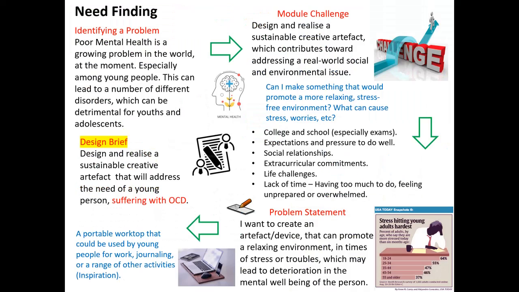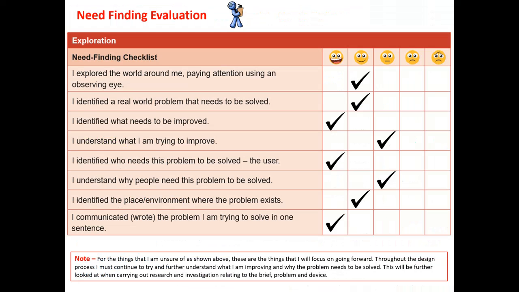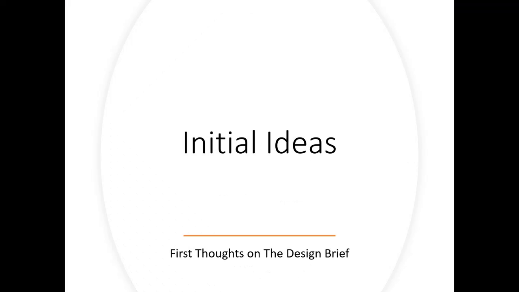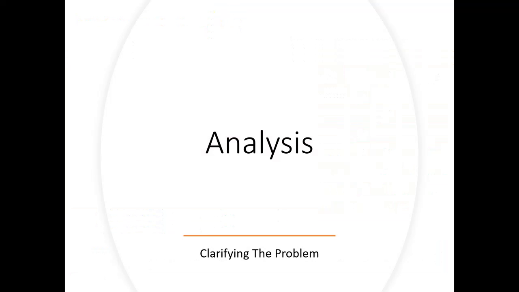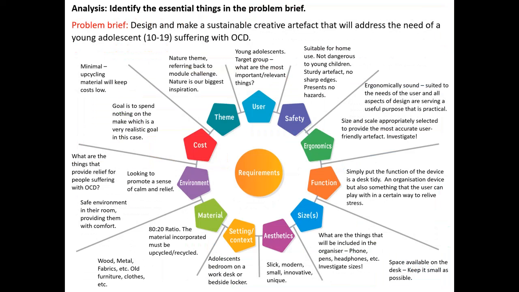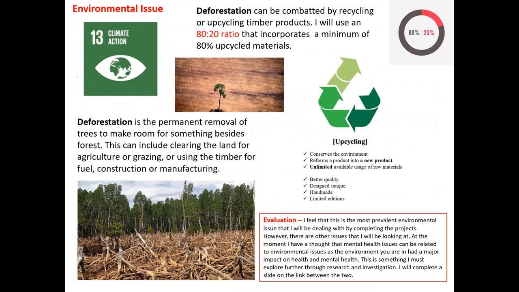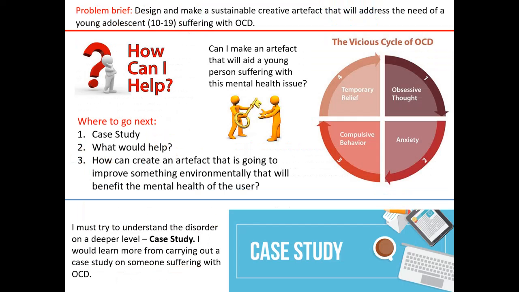My need finding then is so, and then just at the end of each section, I've just included these checklists from the design thinking book just to see how I did, and just to kind of see what I needed to do then going forward in the process. So discovery, my initial ideas, same thing with the checklist, analysis of the brief, the requirements, the environmental and social issues.